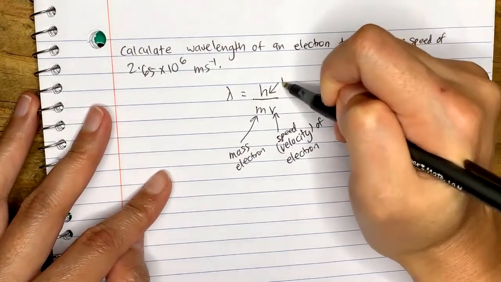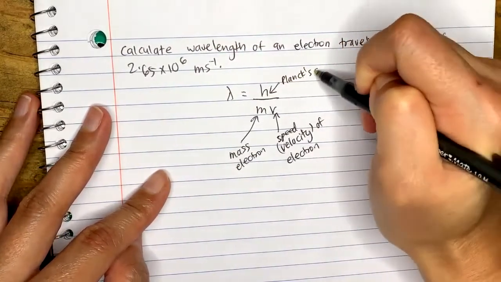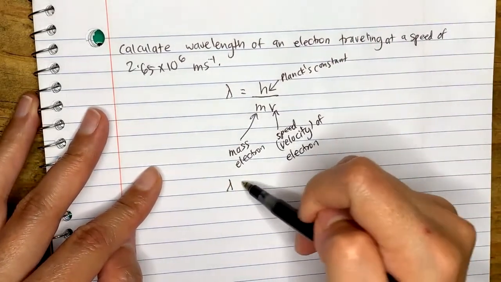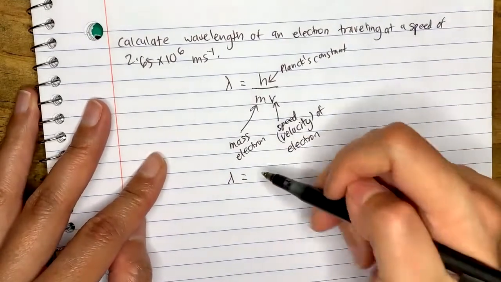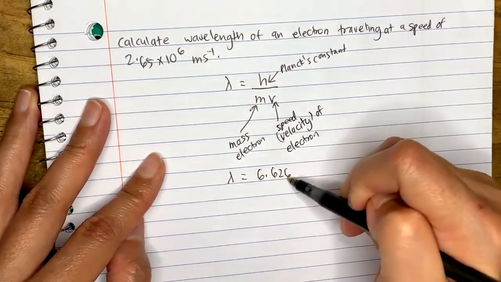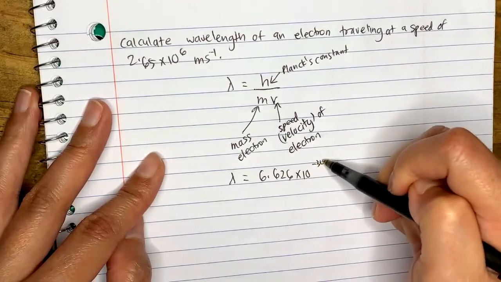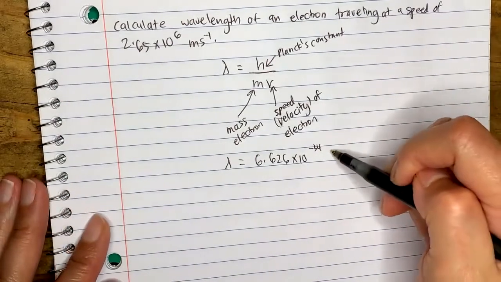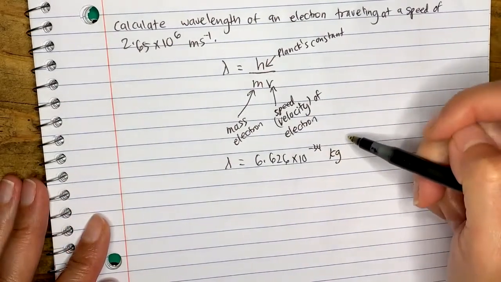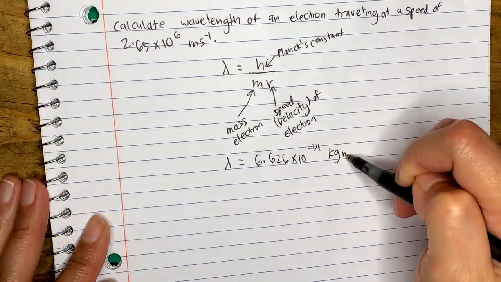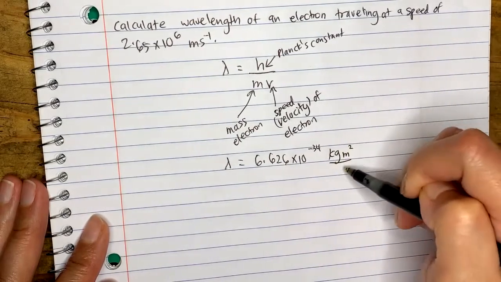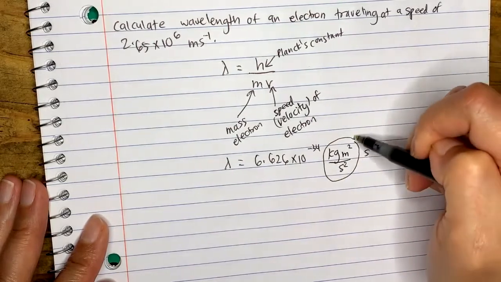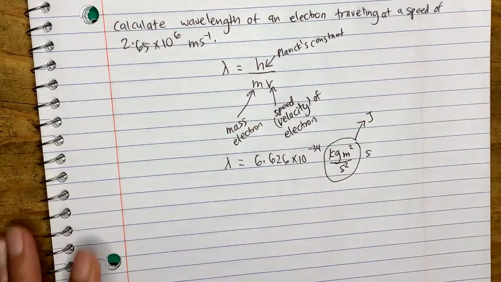So Planck's constant will be provided as well. So let's put this in. Lambda equals Planck's constant, 6.626 times 10 to the minus 34. Now, it was joule second, right? So I'm going to show you joules is actually kilograms times meters squared over seconds squared, and then seconds right there. So this here is joules.